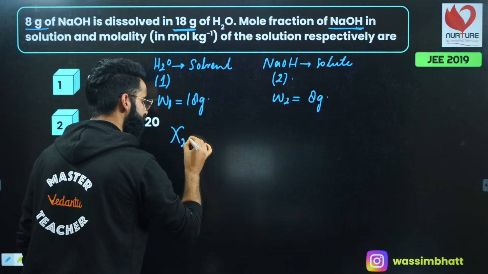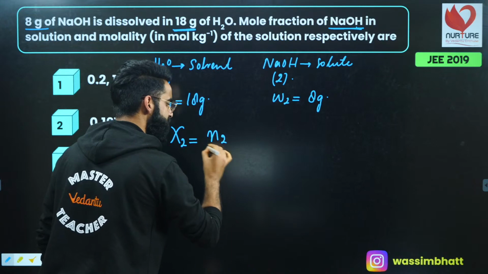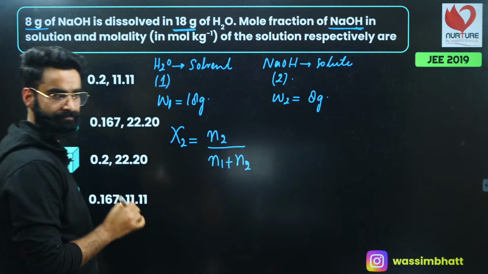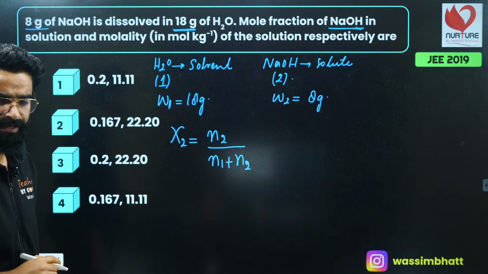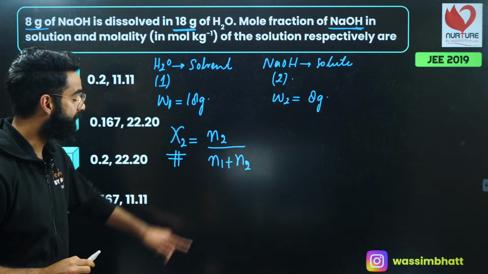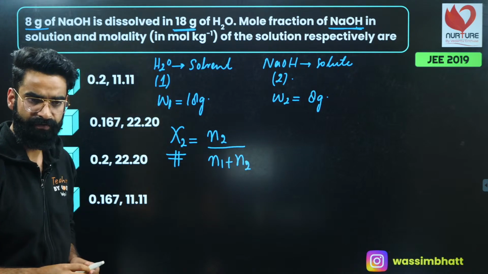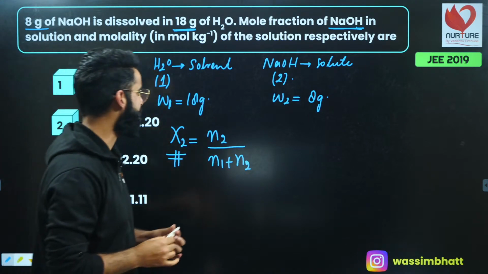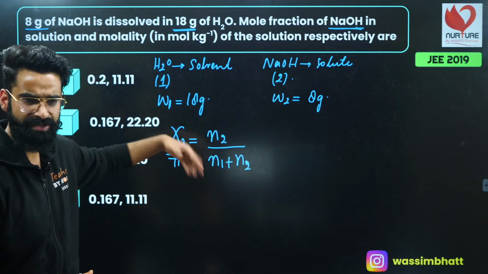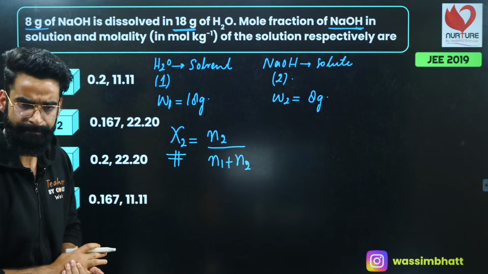Can I say mole fraction of solute is actually equal to number of moles of solute divided by total moles present in the solution? Yeah, I can say that. Now, in order to calculate this mole fraction of solute, I should know the value of N1, I should know the value of N2. And now it is the time to calculate N1 and N2. Then I'll be putting the values into this equation. I'll be getting the mole fraction of solute.